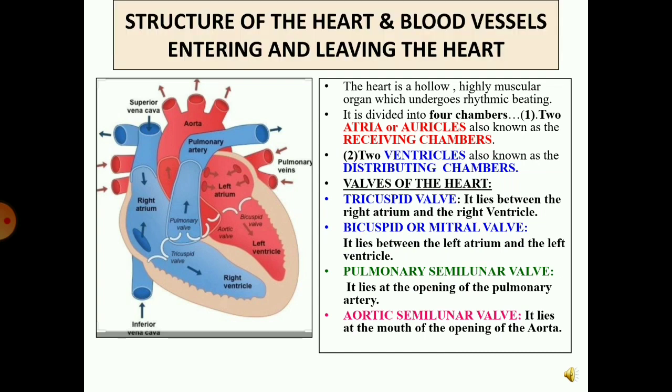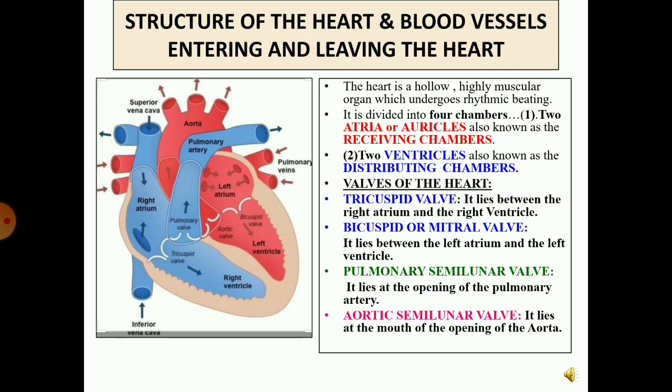The ventricles are known as the distributing chambers. That is, blood goes out from here to different organs. There are 4 main valves of the heart. Between the right atrium and the right ventricle, we have a valve which is known as the tricuspid valve. On the left side, between the left atrium and the left ventricle, again we have a valve which is known as the bicuspid valve or the mitral valve.